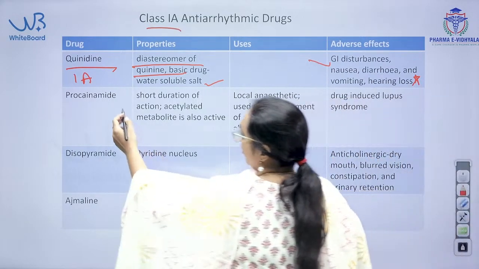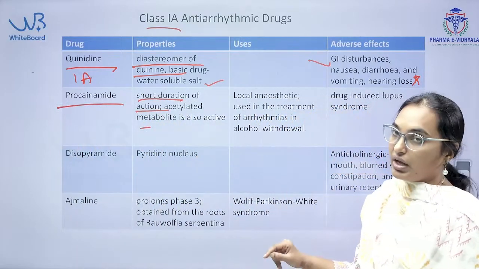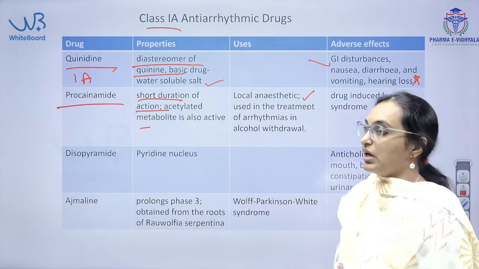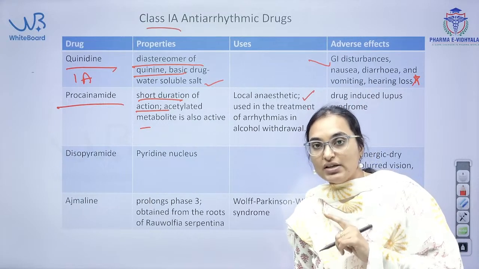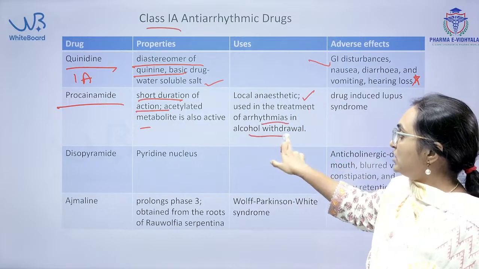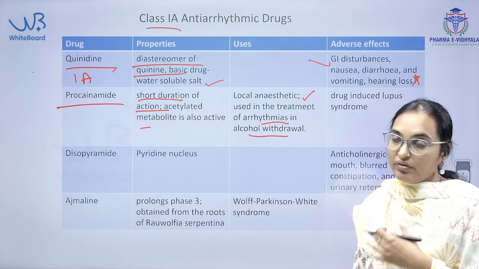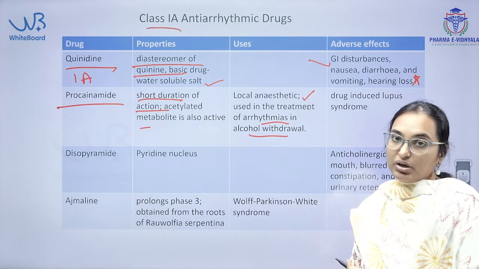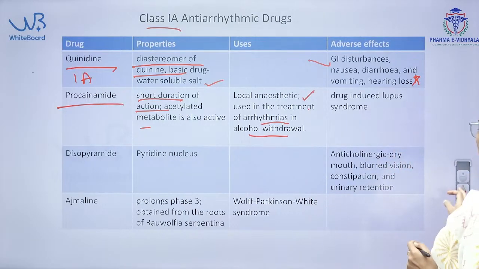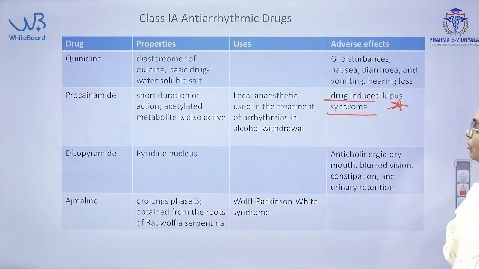Next, procainamide. Procainamide, 1A, short duration of action. Its metabolite is also very active and it acts as a local anesthetic. Which of the following drugs acts as both local anesthetic as well as antiarrhythmic drug? That is procainamide, used in the treatment of arrhythmias in alcohol withdrawal patients, and it also acts as a local anesthetic. Drug-induced lupus syndrome is an important adverse effect.